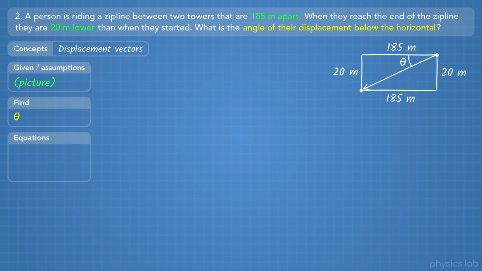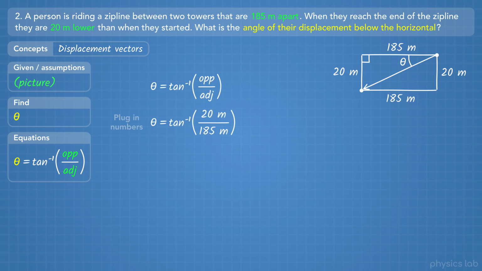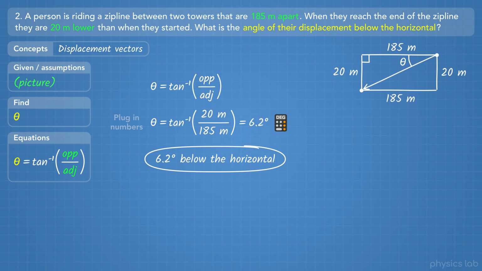So how would we find theta? Well, from our picture, we can see the displacement and the two distances form a right triangle. So we can just use the inverse tangent function to find theta. The opposite side from the angle is 20 meters, and the adjacent side is 185 meters. If we plug that in, we find that theta equals 6.2 degrees. So we'd say the displacement is 6.2 degrees below the horizontal.